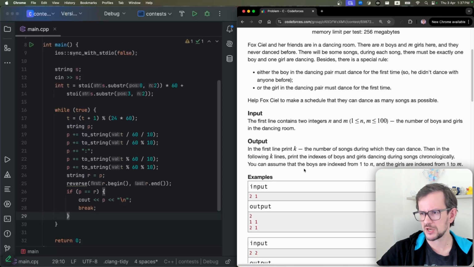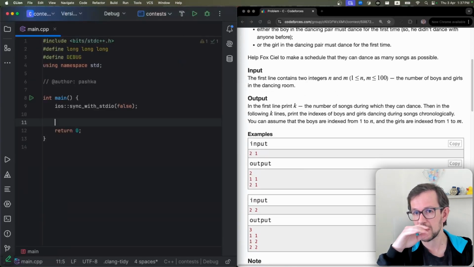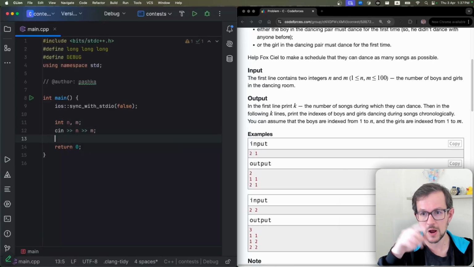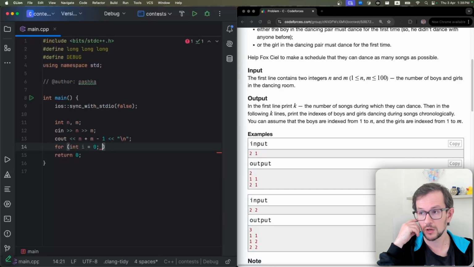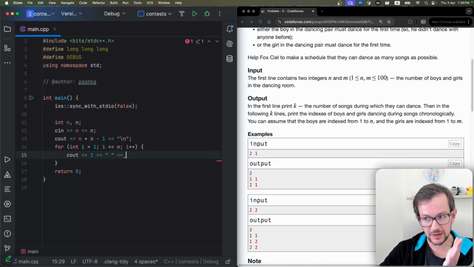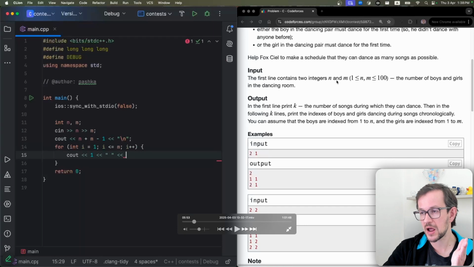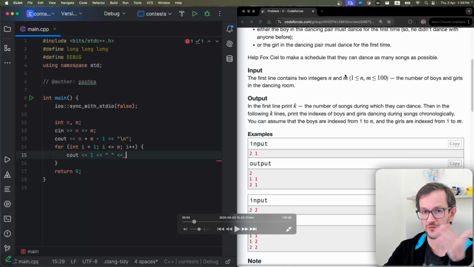Oh, problem C is strange. Okay, so you have some boys, some girls. You need to build the maximal number of pairs. In each pair, one of the persons is taking part for the first time. It's like just by looking at examples and thinking a few minutes. Okay, let me show. So in every dance, I must have at least one of the persons dancing for the first time.